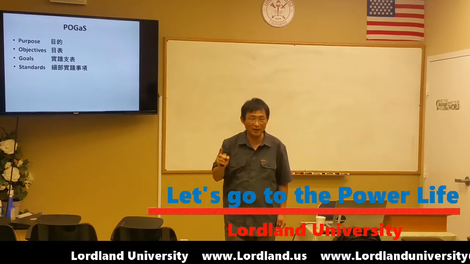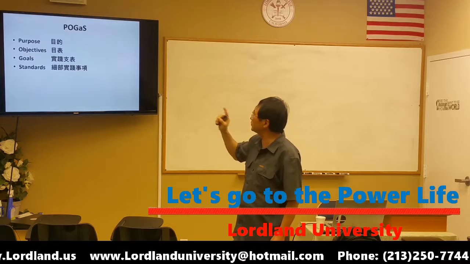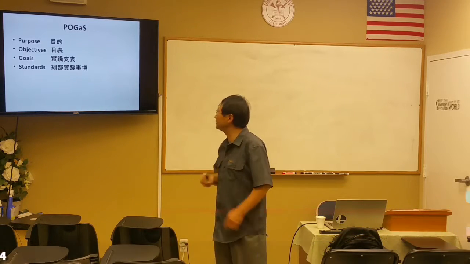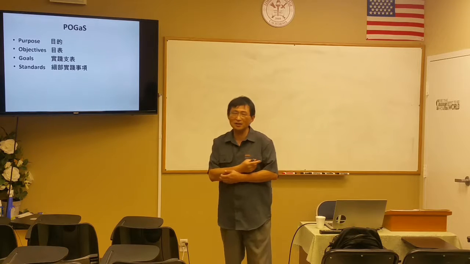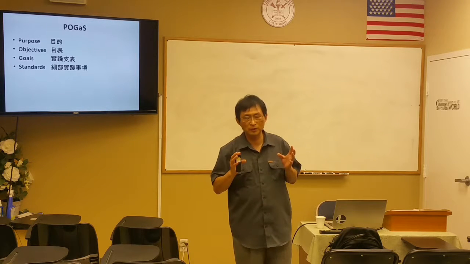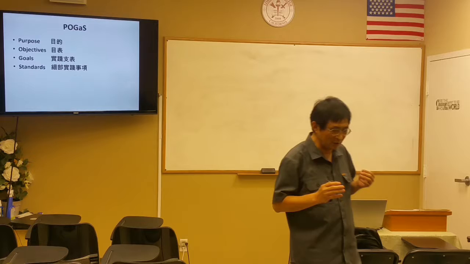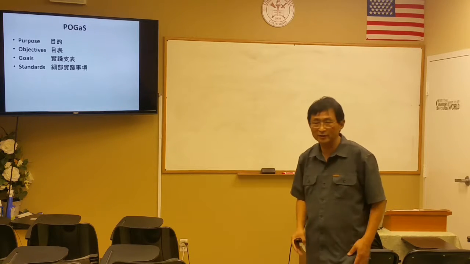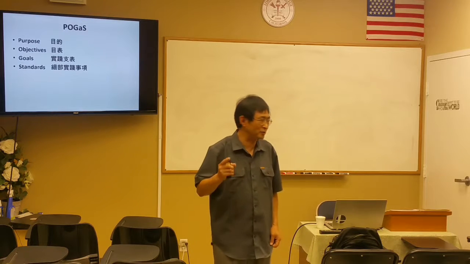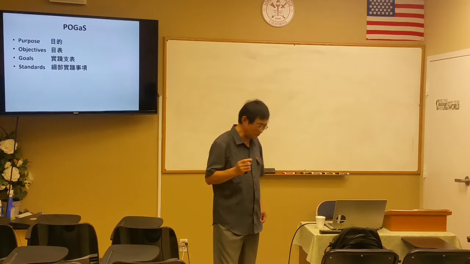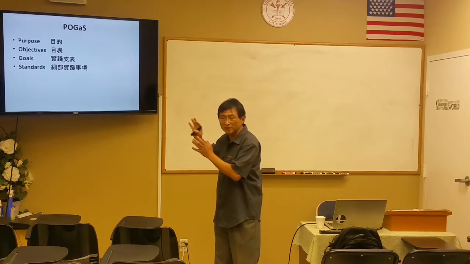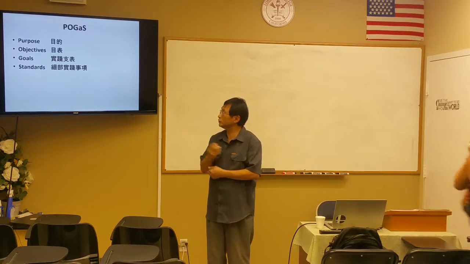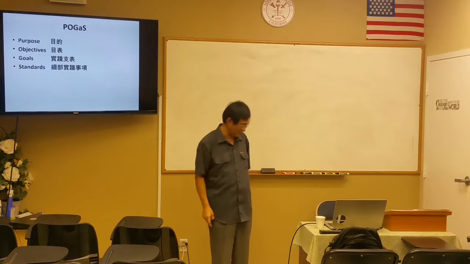Small a is for end. So purpose, objective, goals, and standard. This is not like a system of planning. So anyone who wants to make a plan, this is one basic example, a tool for you to be able to plan.